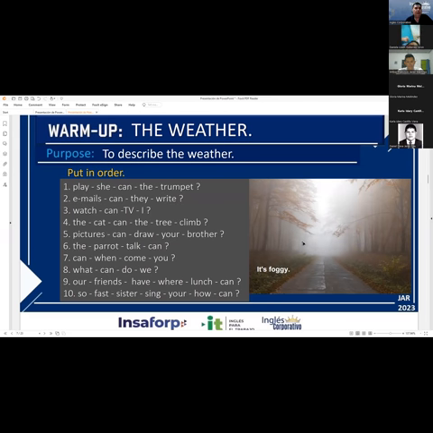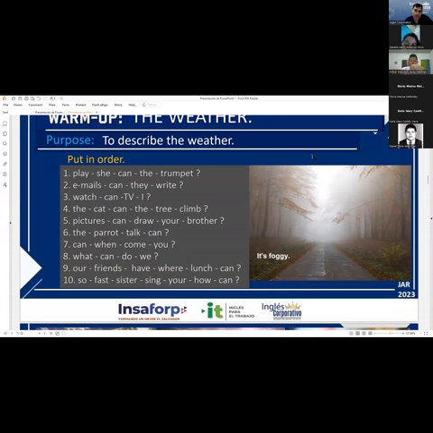Let's begin with this exercise. Put these sentences in order. This is to review Friday's class. What do you think is the first sentence? Play she can the trumpet. Yeah, can she? Can she play the trumpet? Excellent. Can she play the trumpet? How about number two? Can they write email? Okay. Can they write emails? What about three?